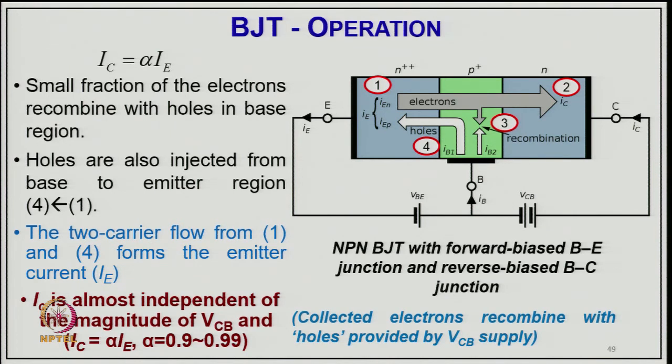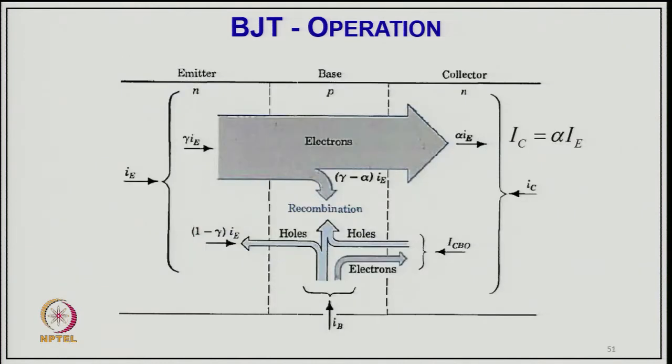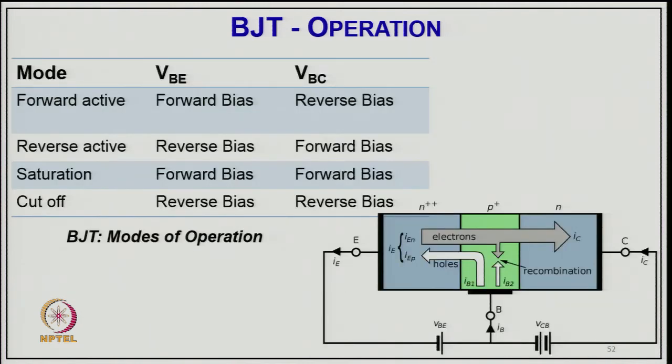Holes are also injected from the base to the emitter, and the two carriers flow from 1 and 4 to form the emitter current, and I_C is almost independent of the magnitude of V_CB. We call I_C alpha times I_E, where alpha is 0.9 to 0.99 or so. So, this is the basic operation. The emitter current flows in here, a major current goes to the collector side by the gain alpha I_E, and a small current goes towards the base, and how recombination of holes and electrons flows is demonstrated here. So, this is the emitter current, and the collector current is alpha times I_E, a major amount of current, because alpha is 0.9 to 0.99, and a small current of maybe 1 to 10% flows into the base. This is the concept of basic operation. We call it forward active.